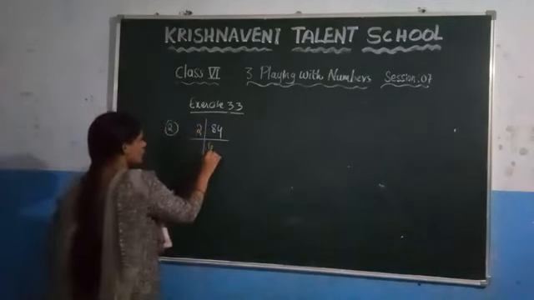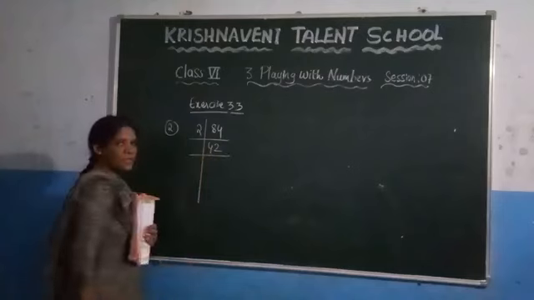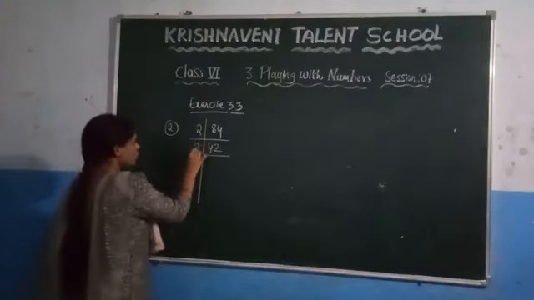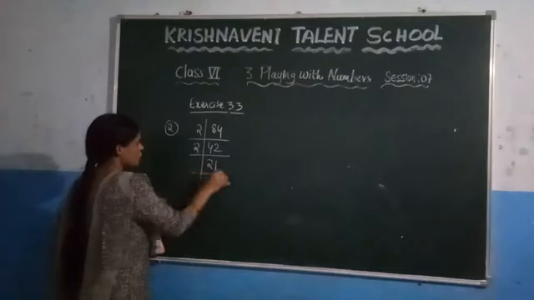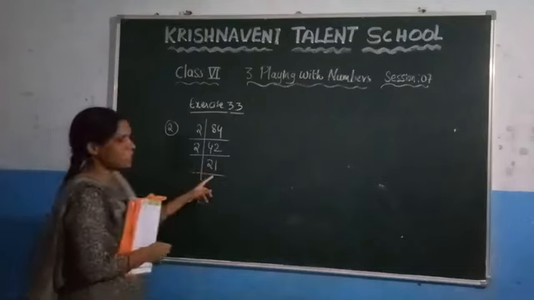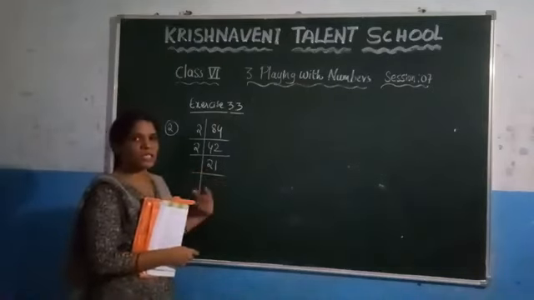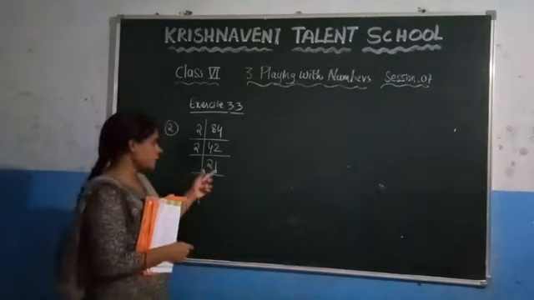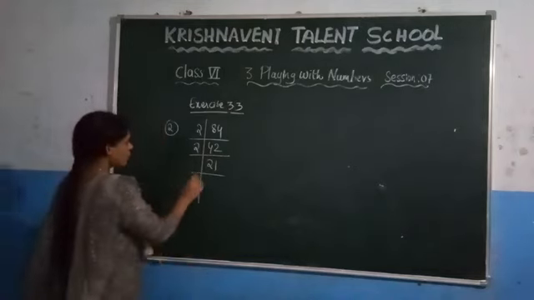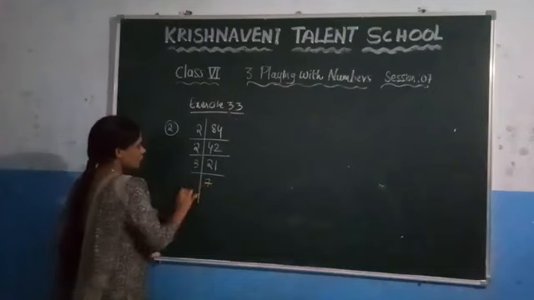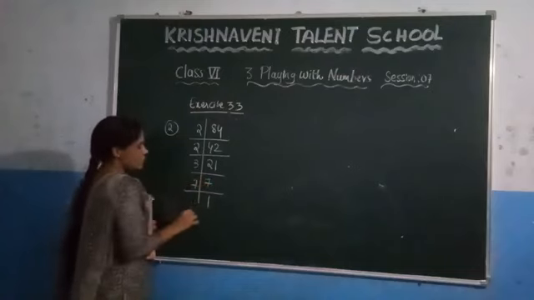2 4s are 8 and 2 2s are 4. Similarly this number is divisible by 2. 2 2s are 4 and 2 1s are 2. Now check here 2 is not divisible. Next you need to check what is the next prime number. You know that 3, and 3 is divisible by 21. So write it here 3 7s 21, and similarly 7 1s are 7.